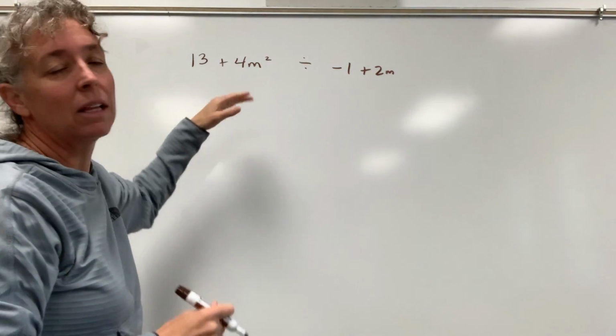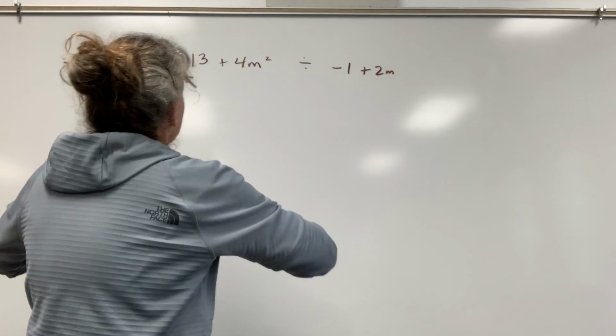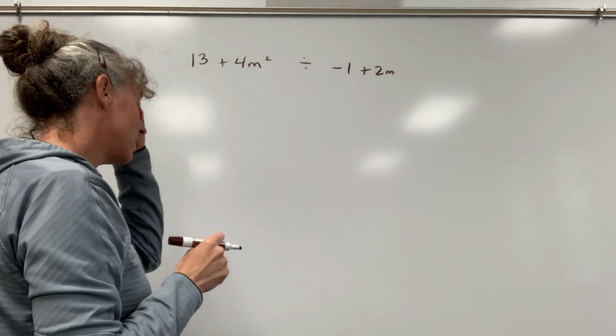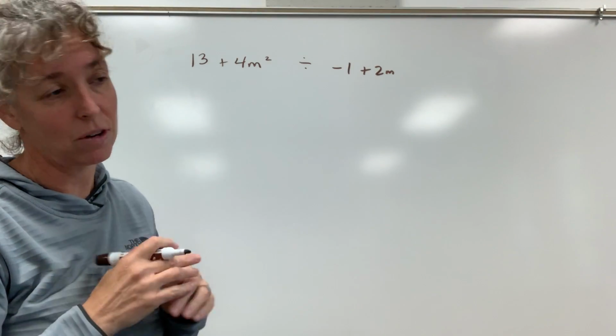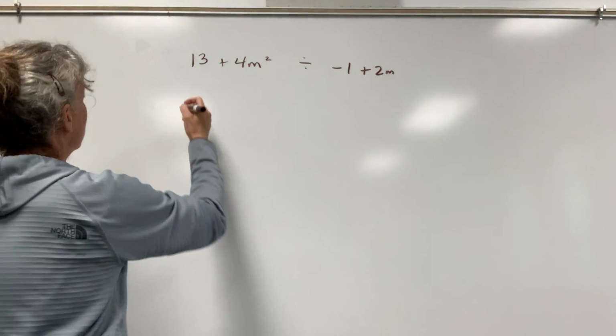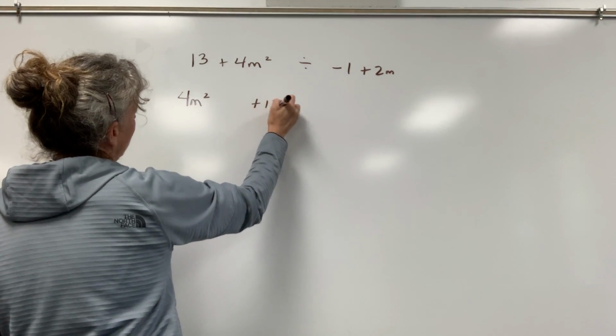Okay, so let's take care of this section of our problem first. It doesn't have 3 terms and it's in the wrong order. Let's take care of the order situation first. What should come first? The m squared. Then we'd have the 13, right?